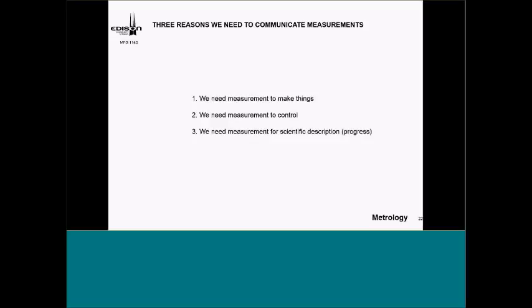Well, how about we need measurement to make things? No matter what we do, we need to understand measurement and how we make things, so we've got to make sure that we have the right instrument. We measure to control. If someone is making something for me, I want to make sure that they are within the proper tolerances, and so on and so forth, that they are within control. And then we also measure for scientific description or progress.